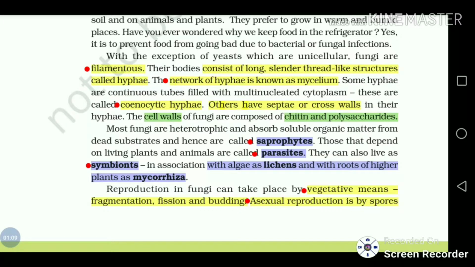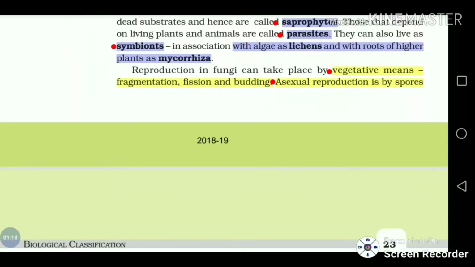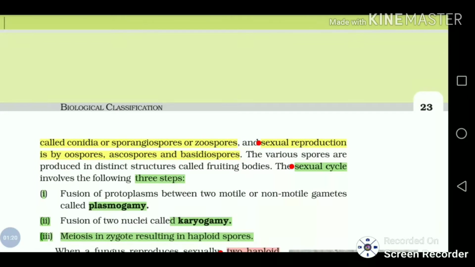Then the reproduction may be by vegetative means as fragmentation or fission or budding, and maybe through asexual reproduction by spore formation that can be conidia or sporangiospores or zoospores. In the sexual reproduction, they form oospores or ascospores or basidiospores. The next is the 3 steps in the sexual cycle, and it's very important from your board exam point of view.